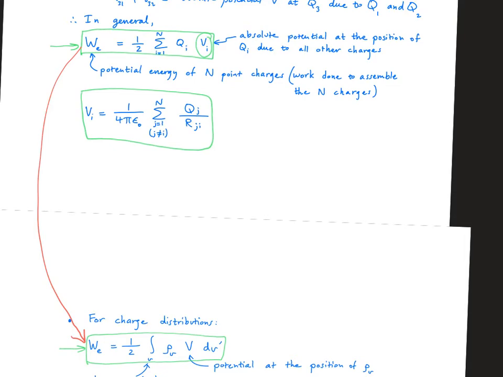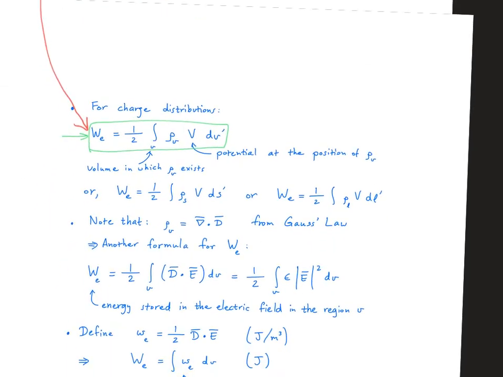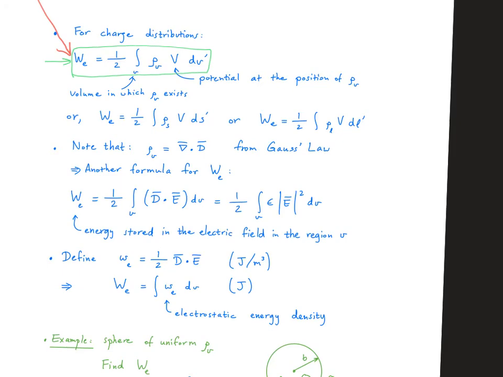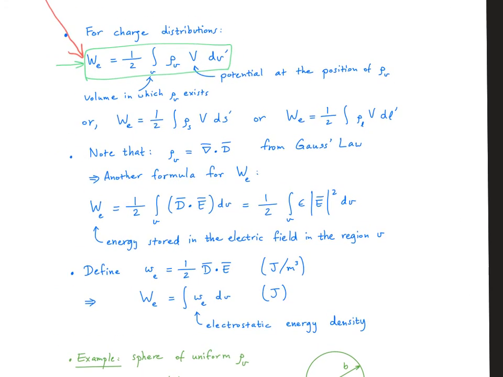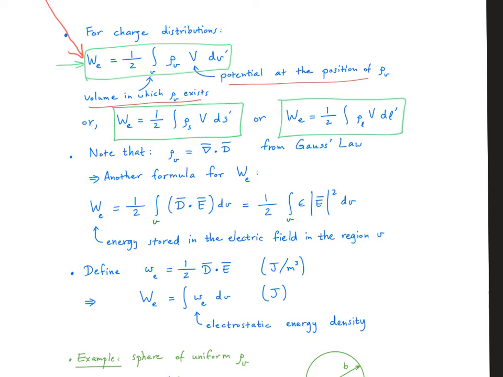Okay, so for charge distributions we have this format where V is the potential at the position of the volume charge distribution, and V is the volume where that charge distribution exists. Okay, what if I have a surface charge distribution? I use this format. And what if I have a line charge distribution? Then I use this format.